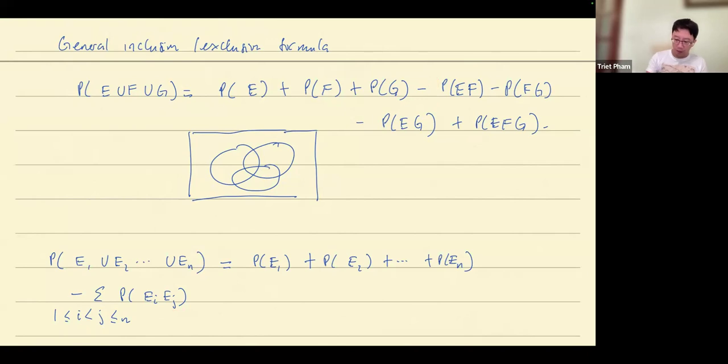Similarly, at the triple level, you have to include all triples. It's going to be 1 less than or equal to I less than J less than K, like that. And then you add, subtract. So basically the pattern is add, subtract, and so on. But anyway, at the end, you will do the intersection of all events.